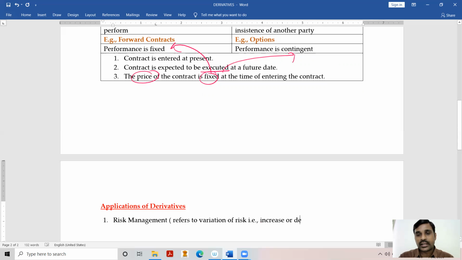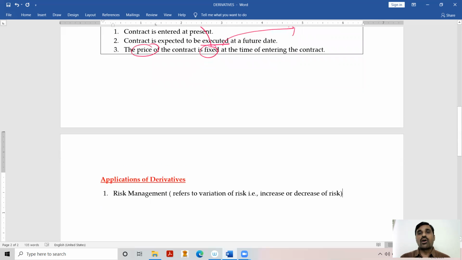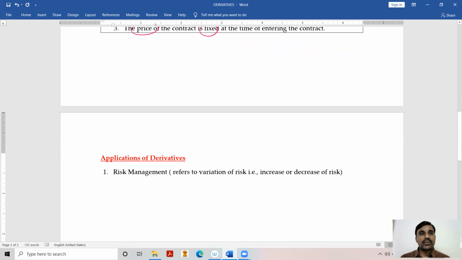Increase or decrease of risk, this is the point. So most people think that derivatives are only for decreasing risk. No, not necessarily. In fact, strictly speaking, derivatives are now used more for increasing the risk than for reducing it. In real life, most of the time people use derivatives to increase the risk, not to reduce it.